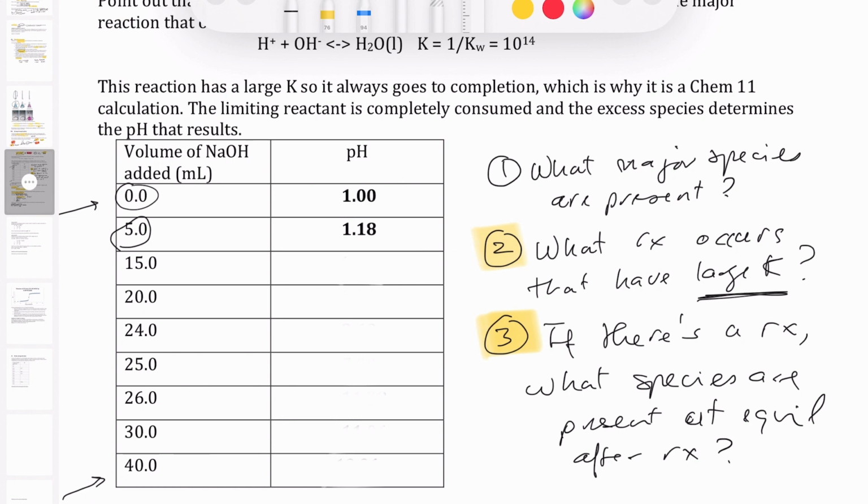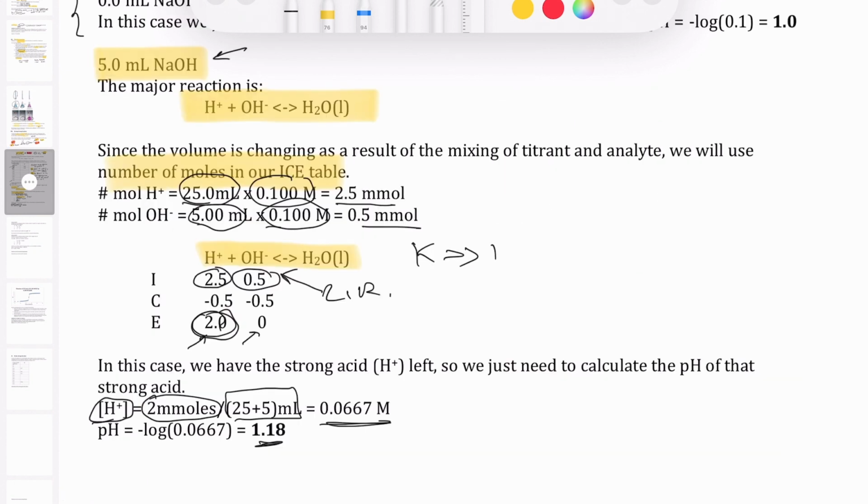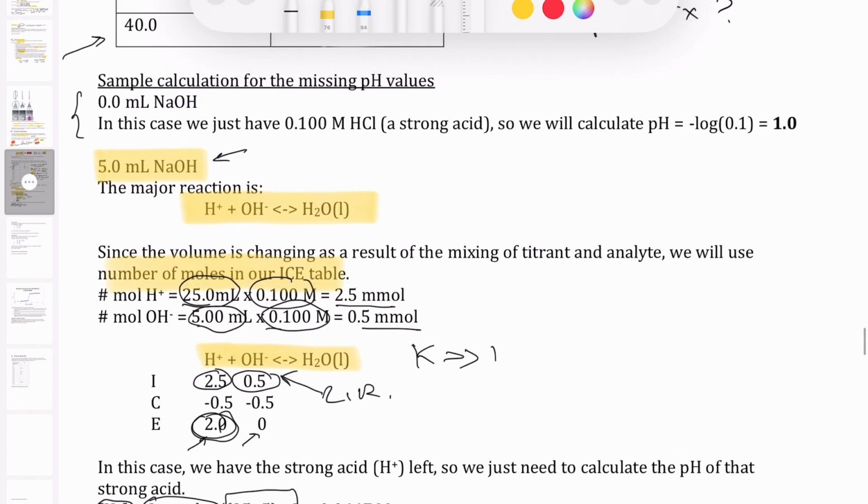pH is 1.18. Now, what I want to emphasize is the concept. When you add the strong base to the strong acid, the only reaction that matters is this H plus plus OH minus reaction. And to determine the pH, we have to figure out which reactant is left over at the end, because this is a limiting reactant situation.